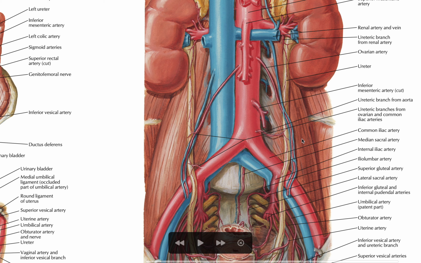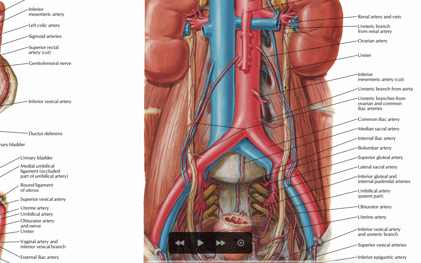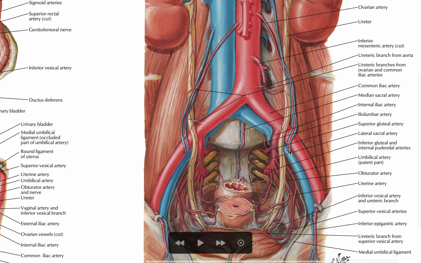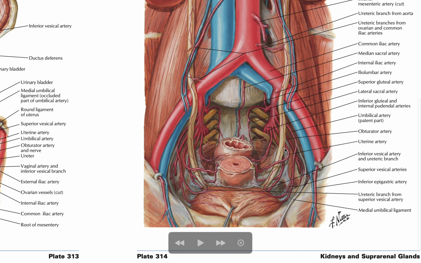Here you can see posteriorly this is the psoas major muscle. It runs under the gonadal vessels and reaches the point at which the common iliac artery bifurcates. So it passes above the bifurcation of the common iliac artery. It then enters the pelvic cavity by crossing the pelvic brim.